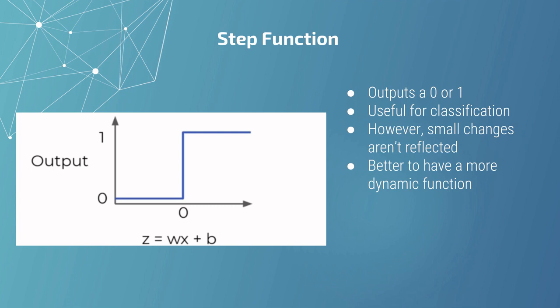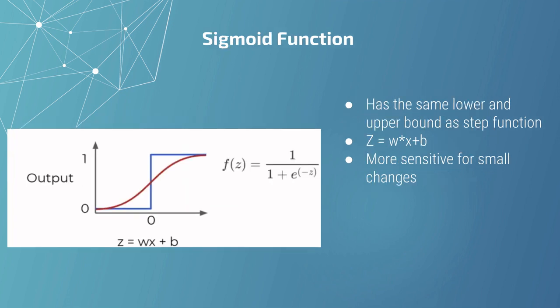Anyways, the step function doesn't reflect small changes. That's why it's better to have a more dynamic function that actually reflects the minute changes in the function. Like, the step function can't output a 0.8 to say that it's not exactly a 1, but it's slightly less than that. It will only output a 1. So that's where the sigmoid function comes in.